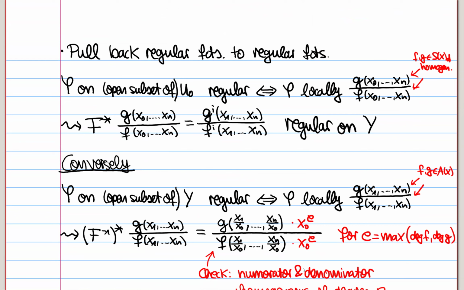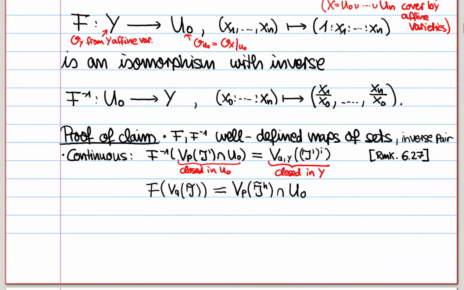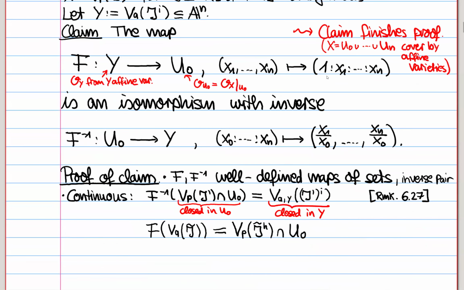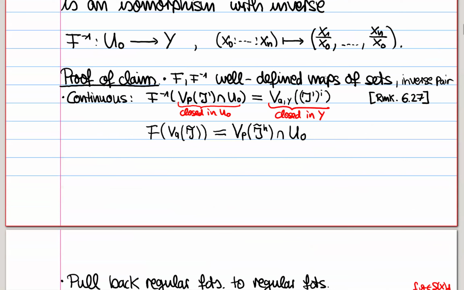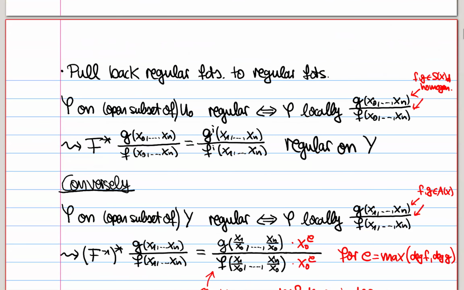So, we do this in both directions. Let's say phi is a regular function on an open subset of U0. So locally, it looks like the quotient of homogeneous polynomials of the same degree. Then this map F just plugs in x0 equals 1. And what this does to this polynomial, setting x0 equals 1, is just the definition of this dehomogenization. And so this pullback here is just the quotient of the dehomogenizations. This is the quotient of polynomials, and so is regular on Y.